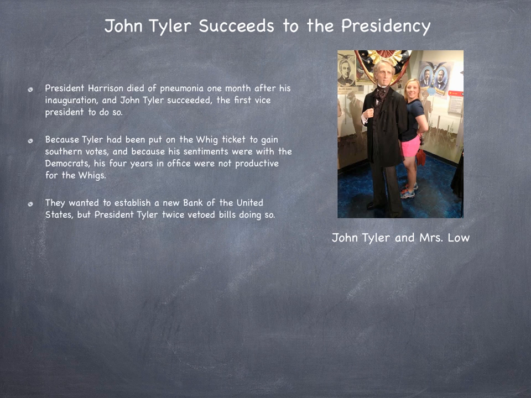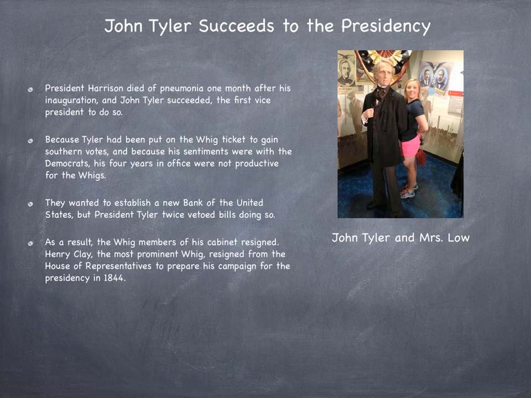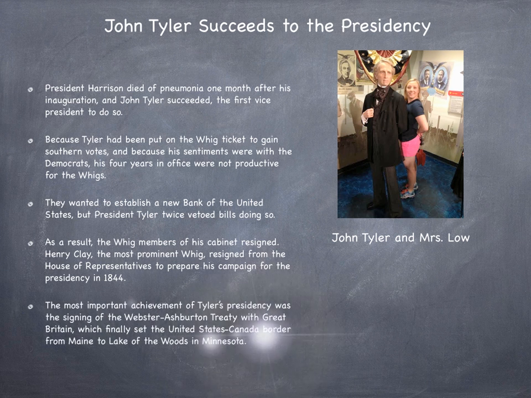They wanted to establish a new Bank of the United States, but Tyler vetoed the bills twice. And as a result, the Whig members of his cabinet resigned. And Henry Clay was the most prominent Whig to resign from the House of Representatives. And he did so largely to prepare for his campaign for the presidency in 1844.